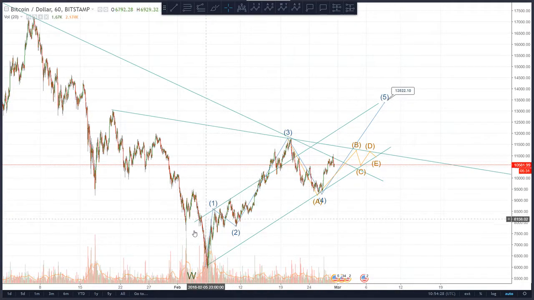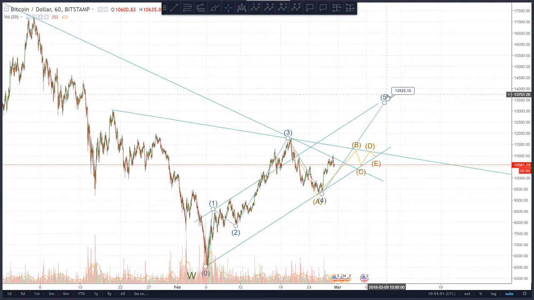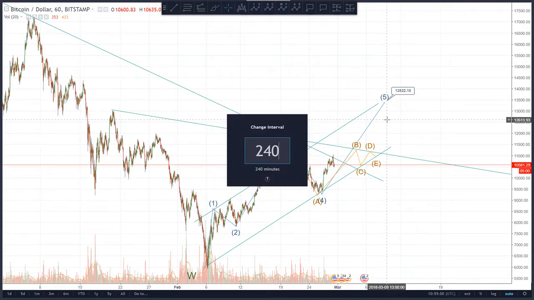I've also drawn this channel. This channel is based on the bottom, connected to the bottom of wave 4, and then I've created a parallel line connecting the top of wave 1, and through that you can predict the top of wave 5. So I'm looking for a target around here, and this is essentially the end of the ABC of the X wave, which is very, very complex, I know.